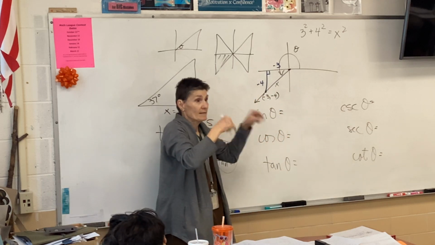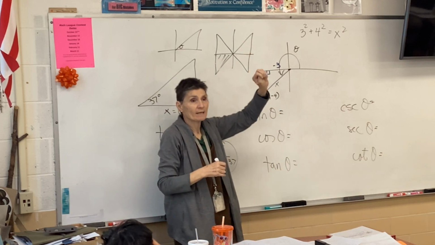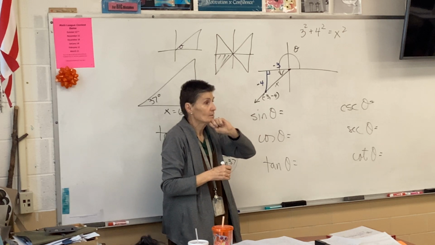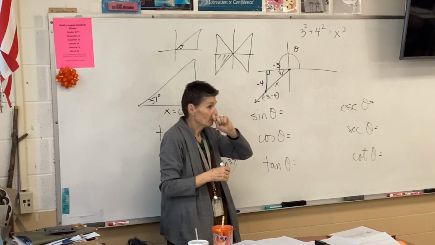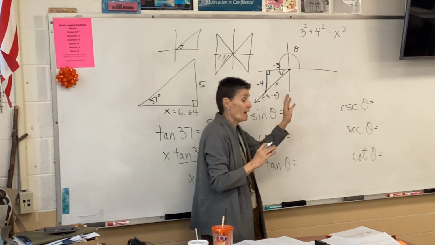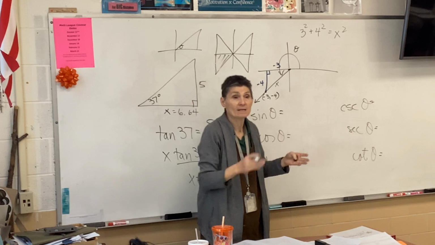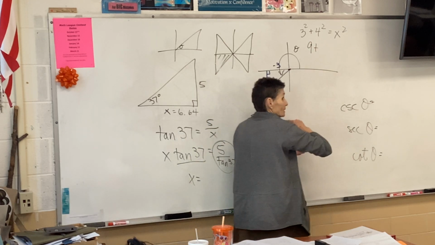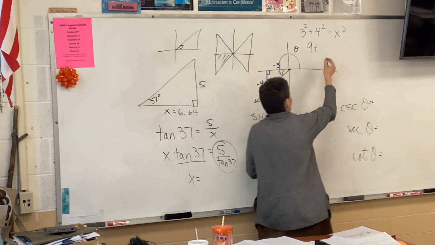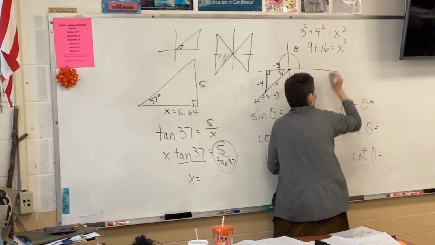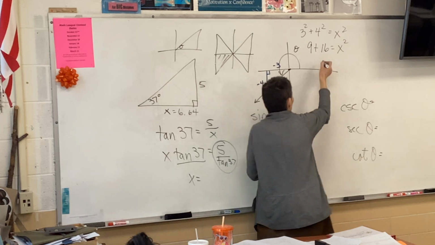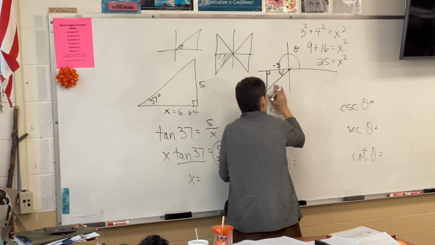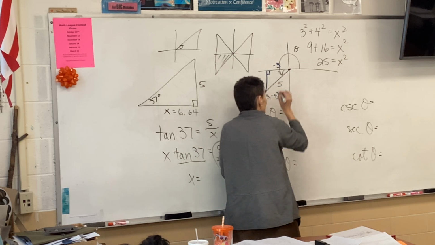Now, I did this problem yesterday and somebody said, what happened to the negatives? I'm squaring. What happens to the negatives when you square? They're gone, right? So you can put them in, I don't care, but they're going to disappear because -3 times -3 is +9, and -4 times -4 is +16. So 25 equals x squared, and it looks like x is going to be 5.